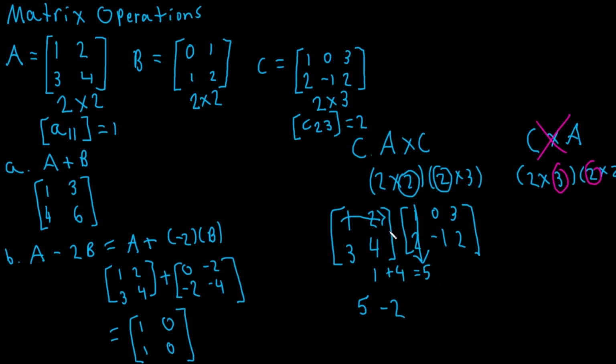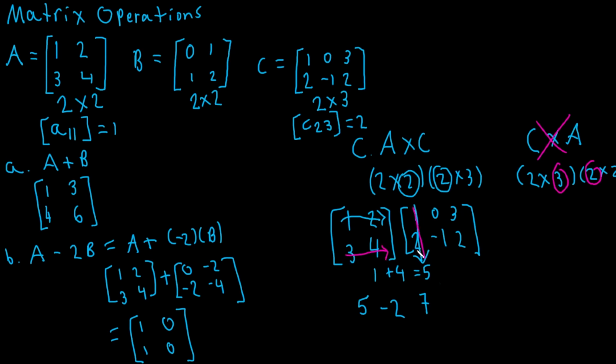Finally, for the last entry in this row, we could do row 1 times column 3. So 1 times 3 plus 2 times 2. So 1 times 3 is 3, and 2 times 2 is 4. So 3 plus 4 is 7, will give us the last entry in this row. And now we could go ahead and move on to the second row.